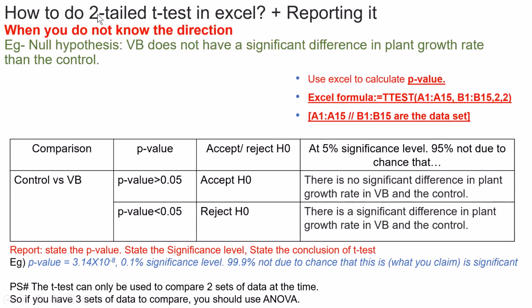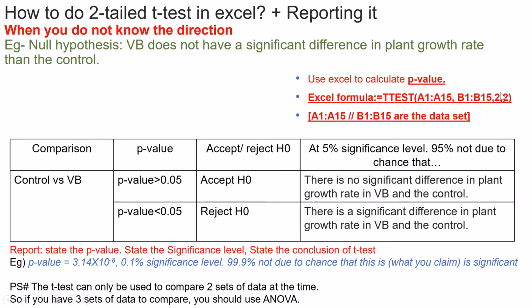Okay, so the next part is what happens when you do a two-tailed t-test in Excel and how you report it. When you do not know the trend, so you don't know whether it has a positive or negative effect on the result, first of all, you set up the null hypothesis. So for example, filament B does not have a significant difference in plant growth rate from the control. Again, you use Excel, and you type equal sign, T.TEST, bracket, first set of data, comma, second set of data, comma. This time it is 2, comma, 2, close bracket.